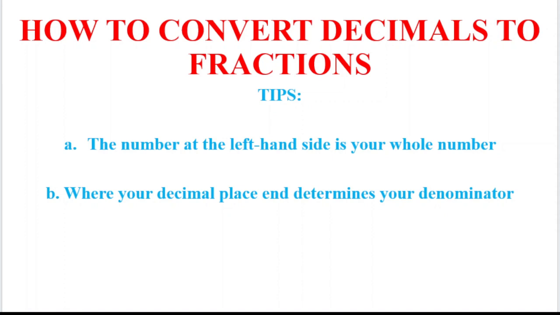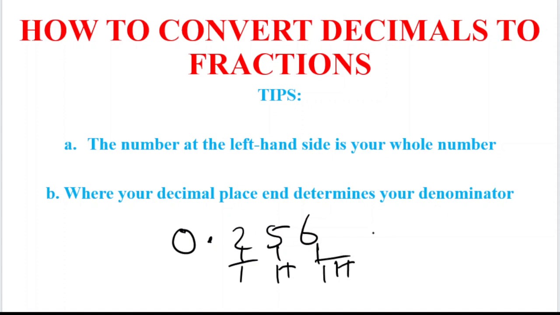Now there are things you need to be aware of whenever you are trying to convert a decimal to a fraction, which is place value. Let me take an example where we have 0.256. In decimals, when you are placing values, the first place is the tenths, the second place is the hundredths, and the third place is the thousandths. Okay. Now, the second part says where your decimal place ends determines your denominator. You notice that in this number, the decimal ends at thousandths because the last number here is in the thousandths place.